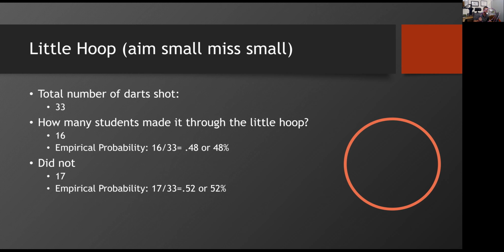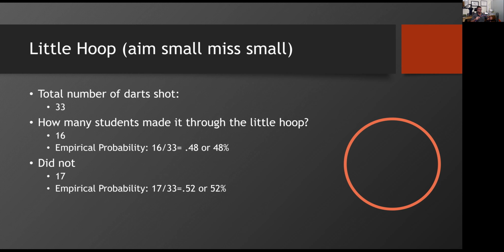So the big hula hoop, the small hula hoop, and here we go. The total number of darts shot. Somehow there were 33 darts shot this time. I guess more people just wanted to shoot. So how many students made it through the little hula hoop? This time, 16 people made it through the little hula hoop, and 17 people did not make it through the hula hoop. And so when we calculate for empirical probability, 16 successes out of 33 trials is 0.48 or 48% made it through the little hula hoop.